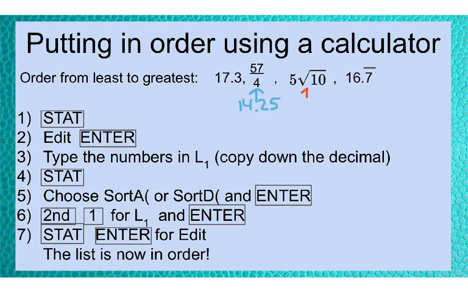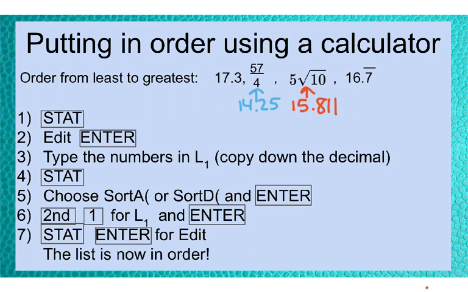Going to type in the next one. Now I have 5 square root of 10. That means 5 times square root of 10. I still type it in my calculator exactly how I see it. 5, square root symbol, and then 10. And my calculator converted it to a decimal. It's estimating it at about 15.811. That's what it changed it to and typed in its place. And then we're going to hit enter and go to my last number.